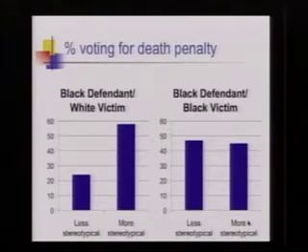Then they looked at the larger group, where it was black on black killings. No effect whatsoever. So it was only in the case where there was a white victim that there was an impact. Okay, any questions about this study?